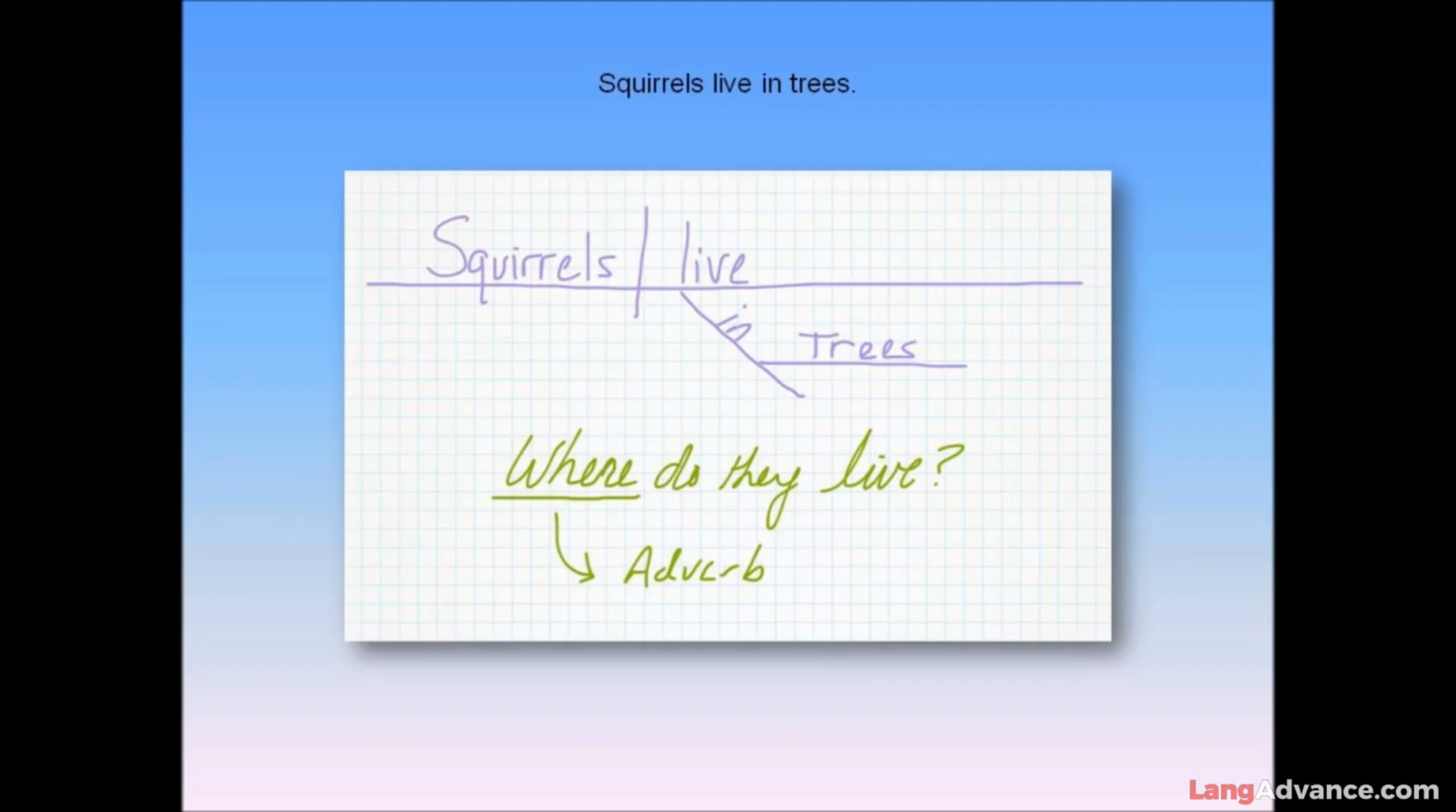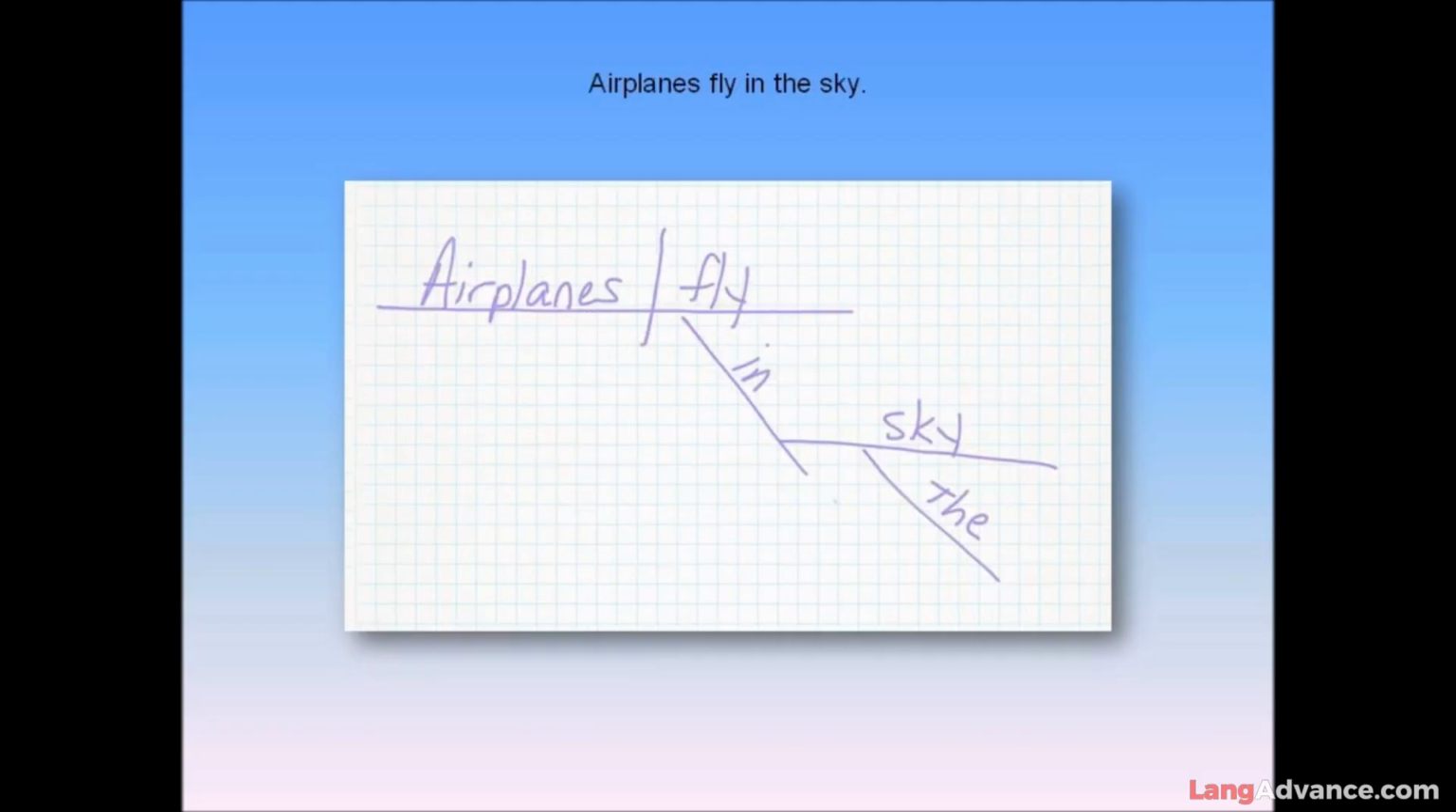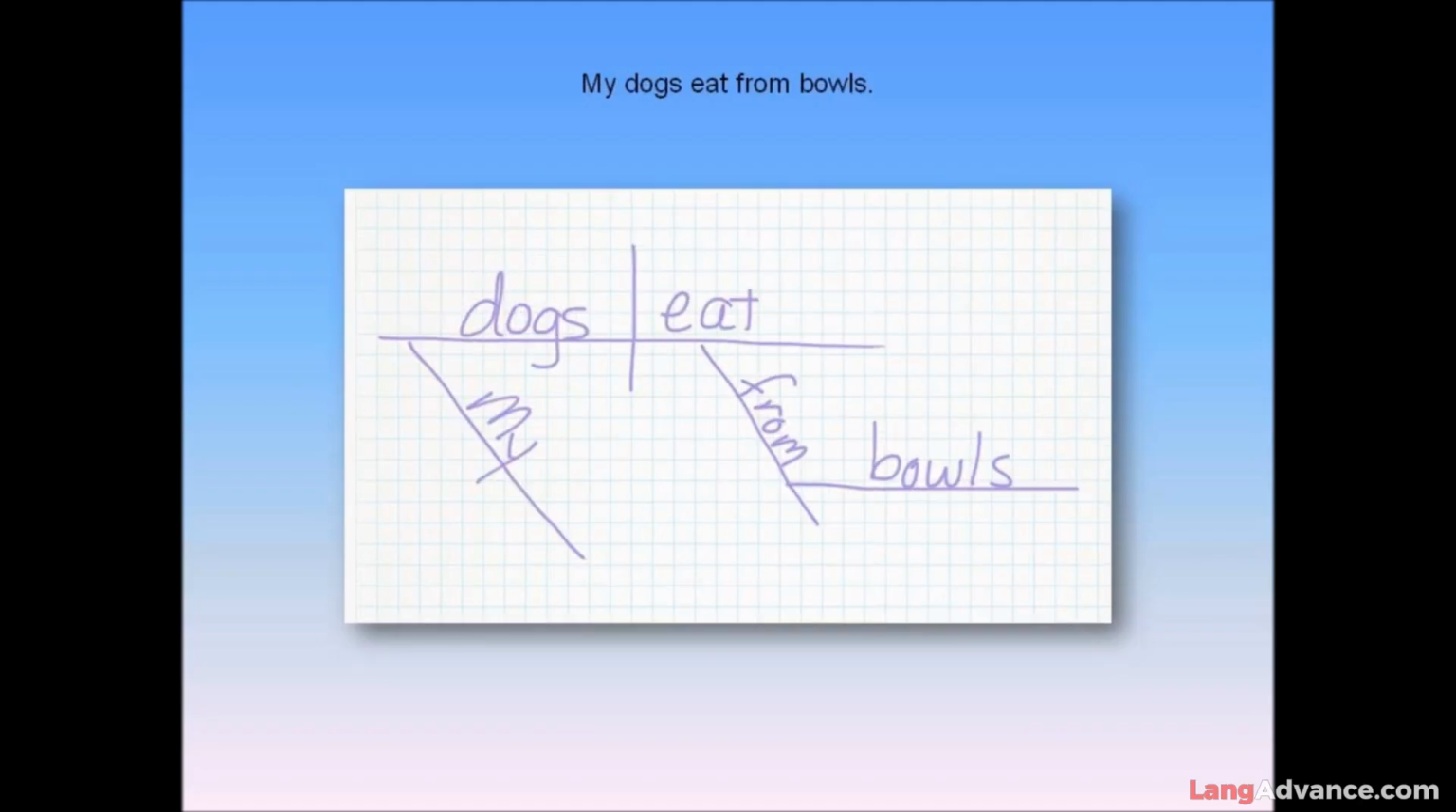Squirrels live in trees. Squirrels is the subject. Live is the verb. In trees is the prepositional phrase that answers where do they live. Airplanes fly in the sky. Airplanes is the subject. Fly is the verb. In the sky is where the airplanes fly. My dogs eat from bowls. Dogs is the subject. Eat is the verb. My describes dogs. From bowls is the prepositional phrase that explains where they eat.